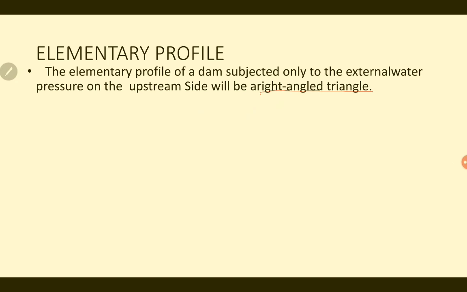Whenever the dam is subjected only to the external water pressure on the upstream side, you can theoretically say that the dam's profile will be a right angle triangle with the width equal to 0 at the top water level. The dam's width will be 0 at the top water level, and at the base it will be B. This is the point where maximum hydrostatic pressure occurs. So you can say that the shape of the profile of the dam is similar to the shape of the hydrostatic pressure diagram.